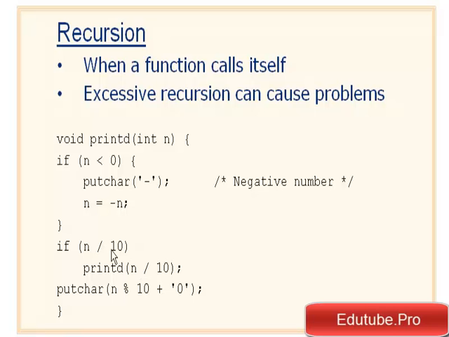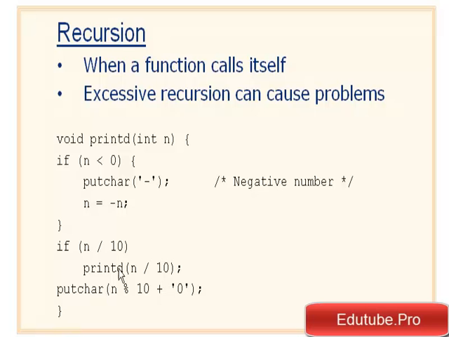We're not dealing with a double-digit value. When that happens, we putchar n modulo 10, so that's the remainder of n divided by 10, plus a character 0. A character 0 added to the actual value number will create the ASCII printable character. So we put out the printable character, and then we return from printd.